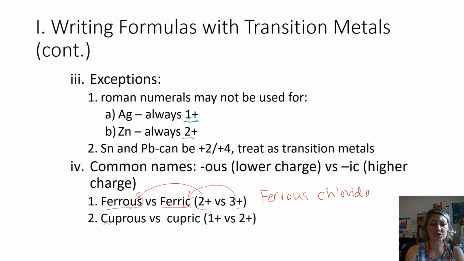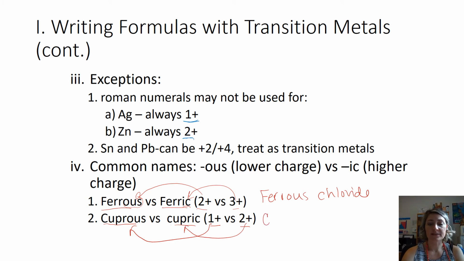The other one I need you to know for this class is cuprous versus cupric. Copper can have either a +1 or a +2 charge. So again, OUS tells us it's the lower charge. I have to know that copper is +1 or +2 in order for this to work. So cuprous is a +1 copper, and cupric is a +2.